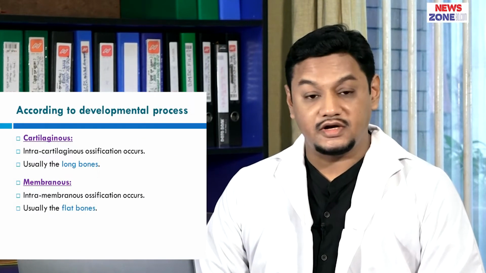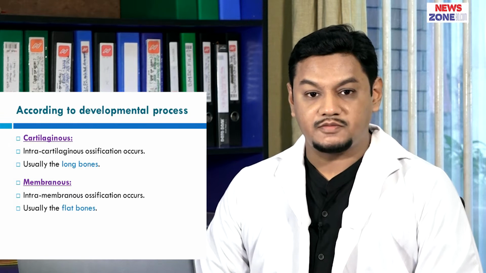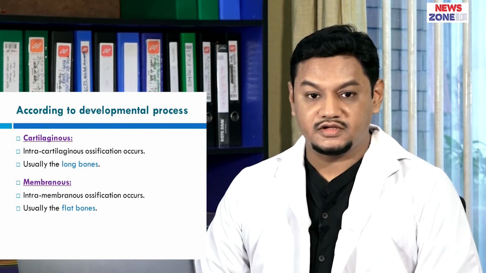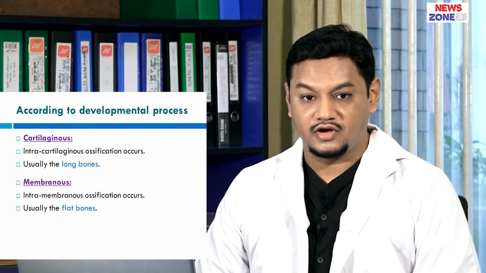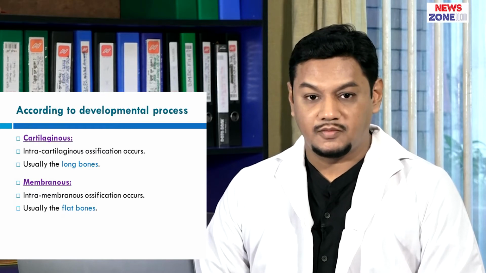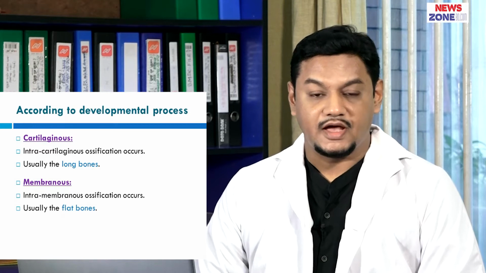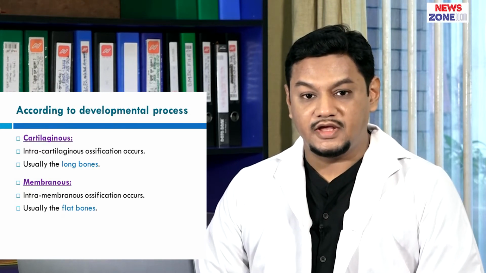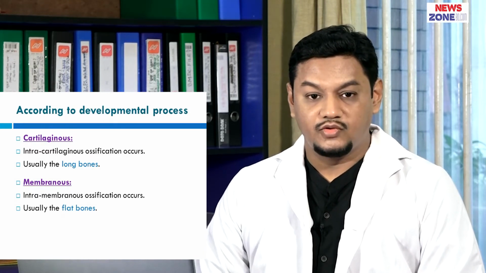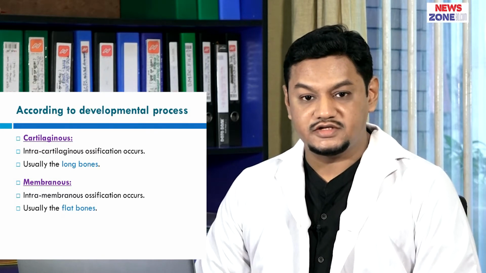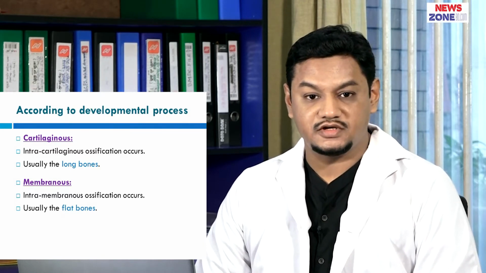Now another classification can be present according to the developmental process. Some of the bones are having ossification that is intracartilaginous or endochondral ossification. The bones which are long bones commonly have this kind of ossification, and some other bones are having intramembranous ossification. We will discuss this intracartilaginous and intramembranous ossification in detail in the coming days.